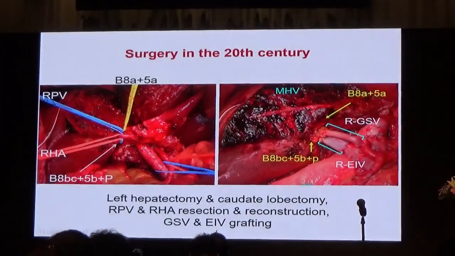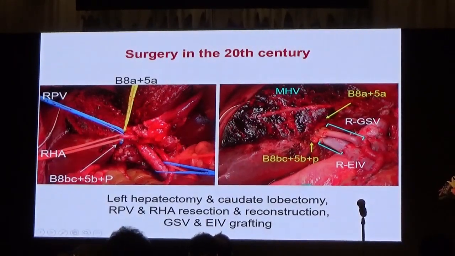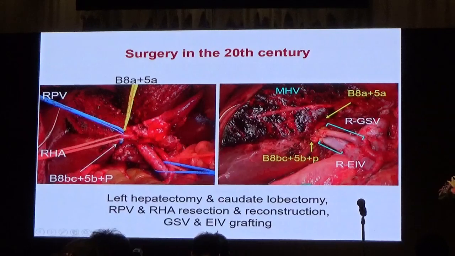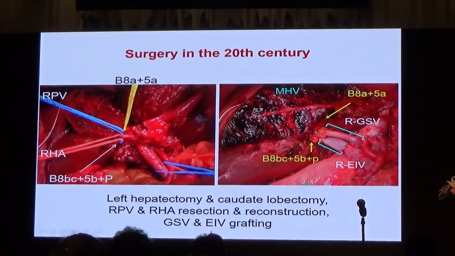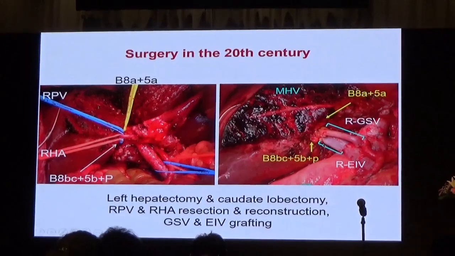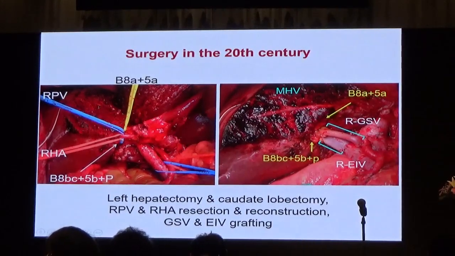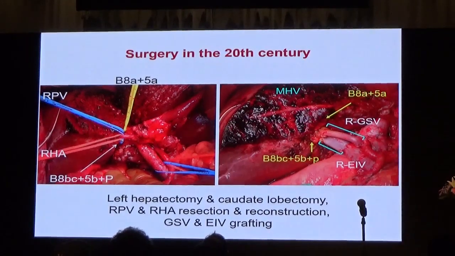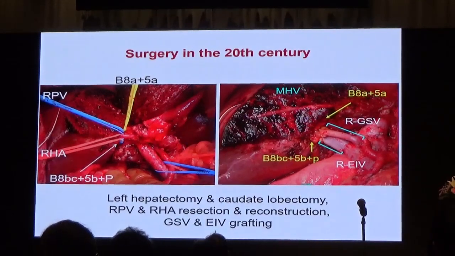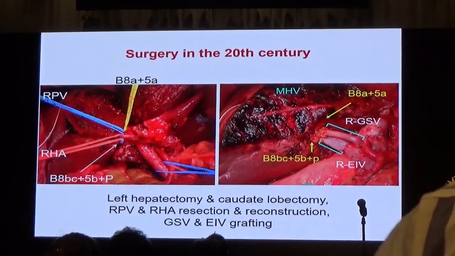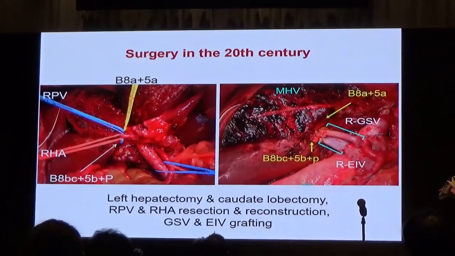Actually, the distal and proximal sites of both the portal vein and the hepatic artery could be taped and reconstructed. A great saphenous vein was used for hepatic arterial reconstruction, and the right external iliac vein was used for portal vein reconstruction. This surgery was carried out in the last century, and this patient survived more than 5 years. At 5 years and 3 months, this patient died.